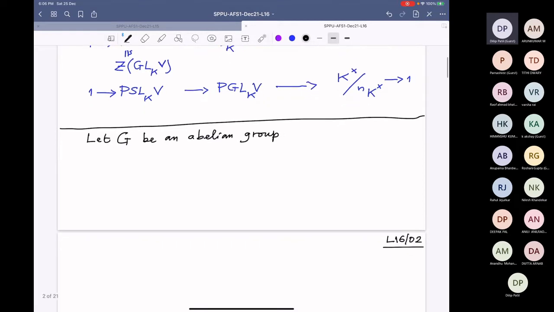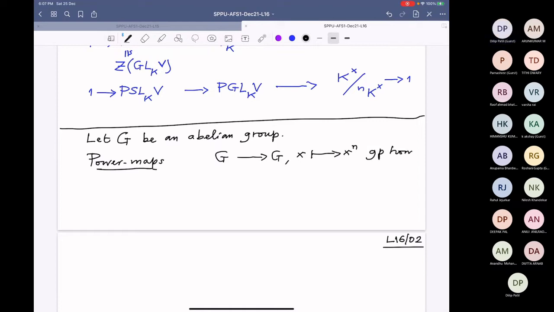It is very important to consider these maps. They are called power maps. That is a map from G to G, x going to x to the power n. This is obviously a group homomorphism. That is where I use the fact that it is abelian.